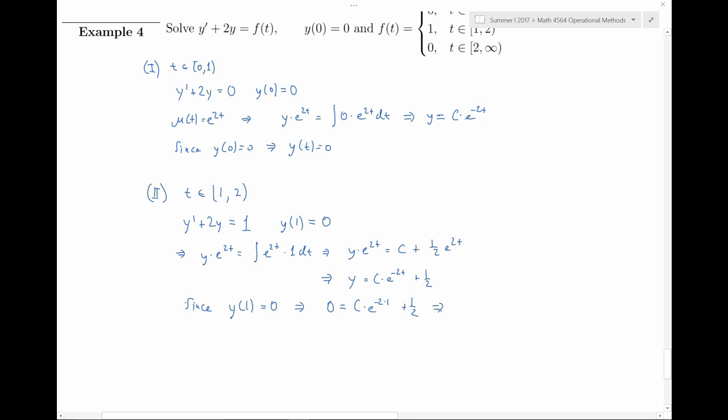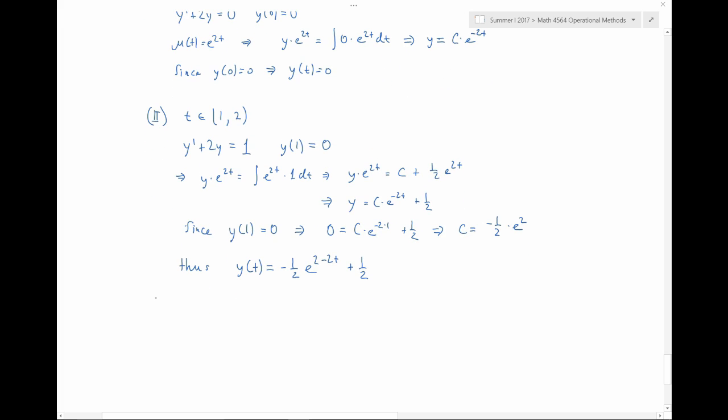As a result, c equals minus 1/2 times e to the 2. Therefore, the solution y of t is simply minus 1/2 e to the 2 minus 2t plus 1/2. The last time interval that we have to consider is t belonging to 2 to infinity.